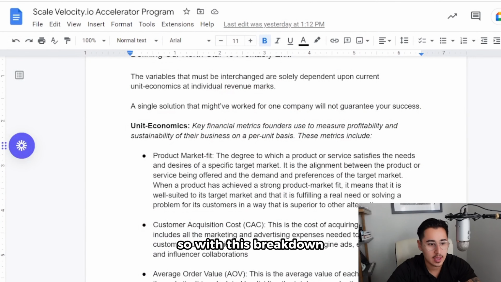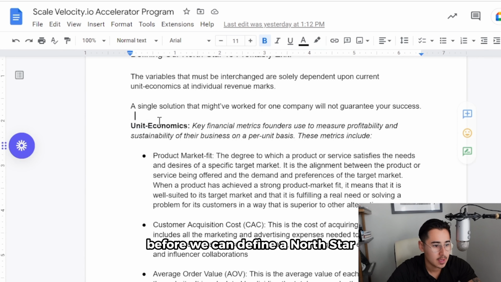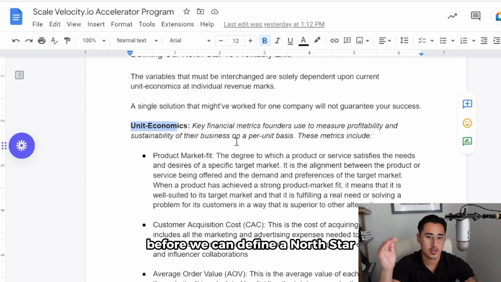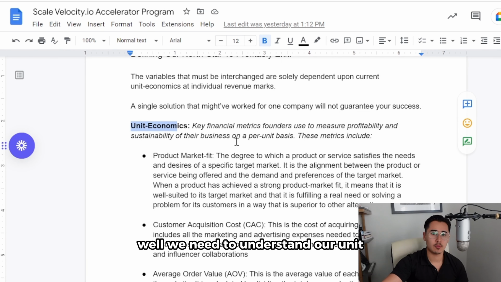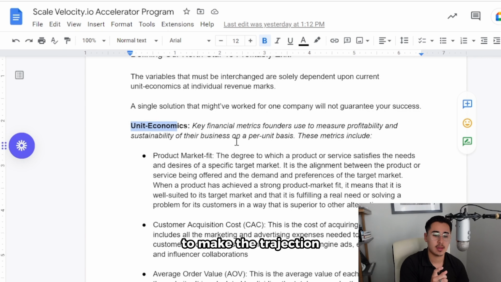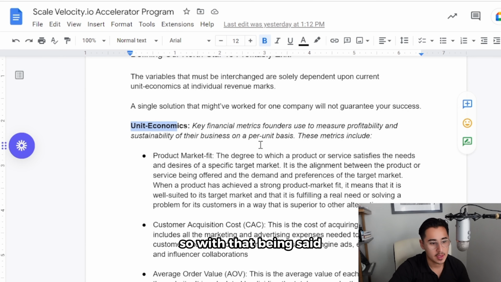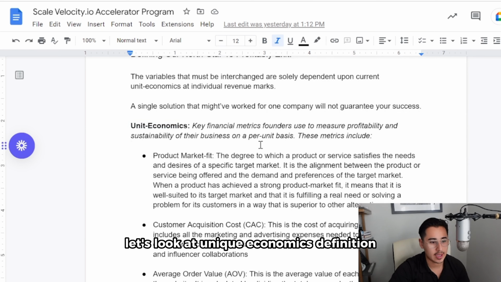So with this breakdown, I just want to cover the unit economics, right? Before we can define a North Star and what we want to scale to, well, we need to understand our unit economics first to make the projection to scale to hit that rank, right? So with that being said, let's look at the unit economics definition.